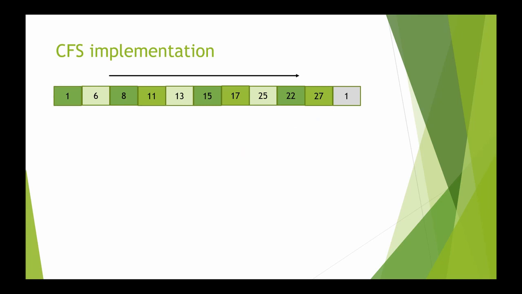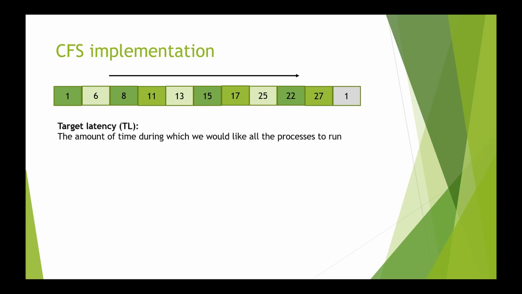Before moving on, there are a few concepts I would like to state. The first is the target latency, which is also known by other names depending on the literature. The target latency is the amount of time during which we would like all the processes to have run on the CPU. Next is the minimum granularity. The minimum granularity is the minimum amount of CPU time that we can allocate to each task.